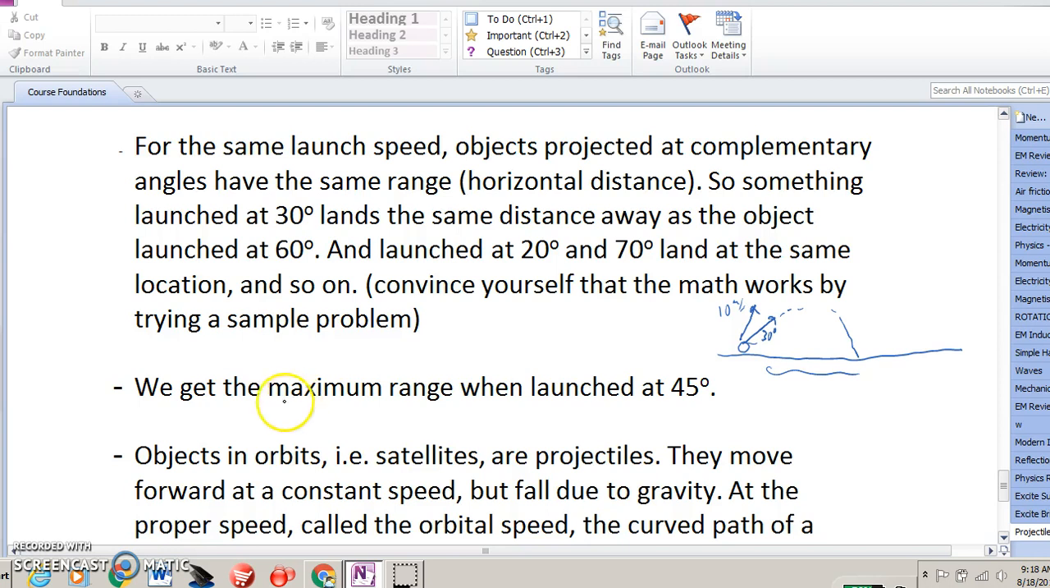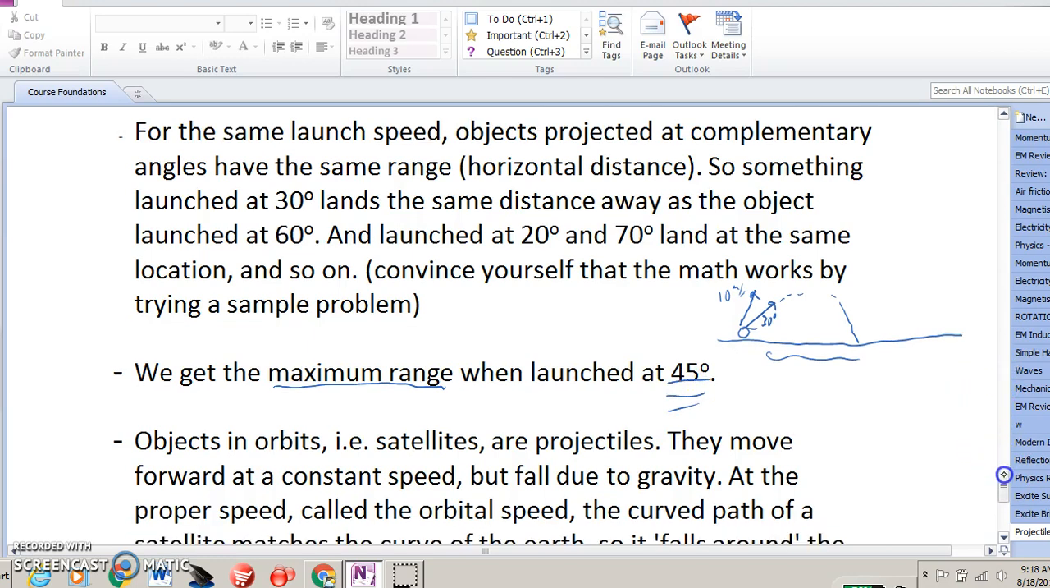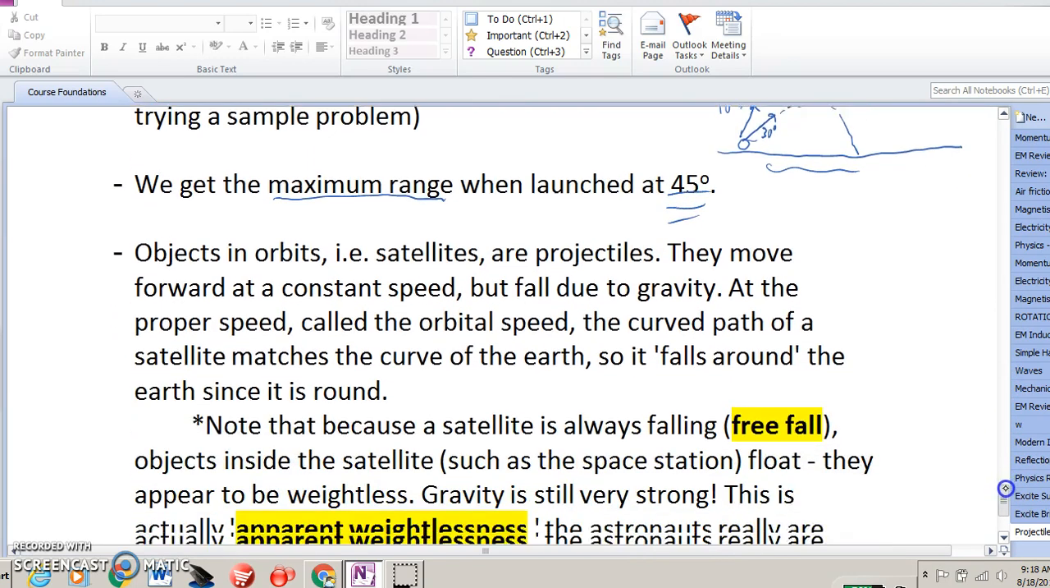The maximum range, if you want to throw a ball the farthest, again, under ideal conditions, without air friction or anything weird going on, 45 degrees is the magic angle. Okay, that'll maximize how far it goes.